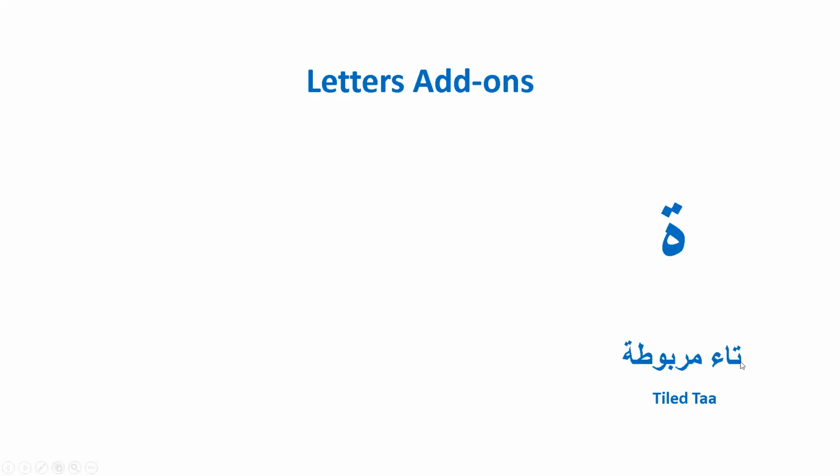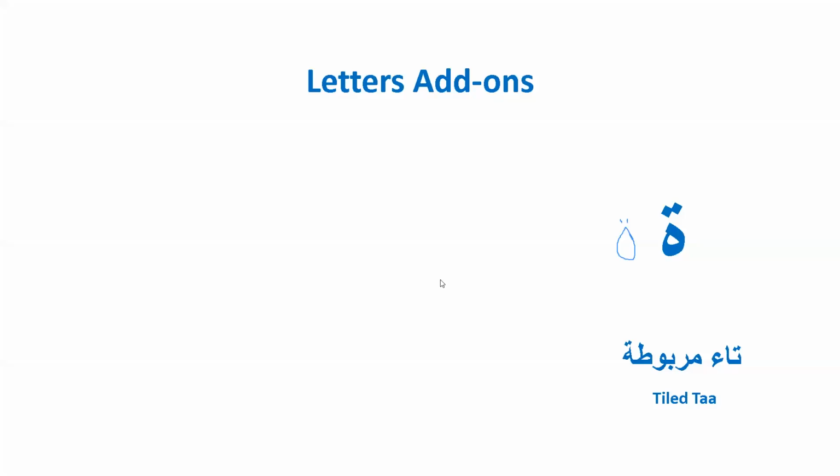It's called ta marbuta. Yes, and it's written exactly like ha, but we put two dots over it. Okay, and it's called ta marbuta, and the meaning is tied ta or closed ta.